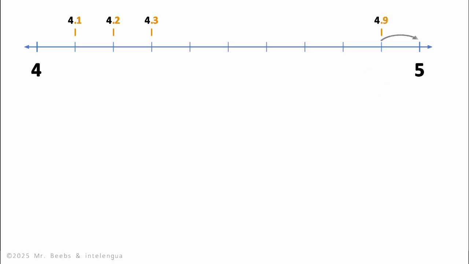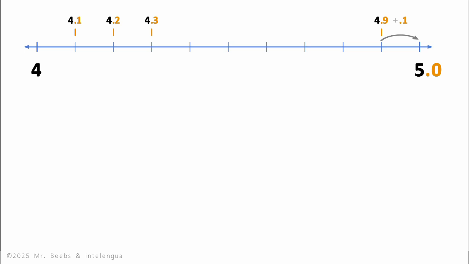4.9 plus 0.1 is 5. We finally made it all the way from 4 to 5, taking 10 tiny jumps. Now, decimal numbers are found between whole numbers, but whole numbers can also be written as decimals. You can write 5 as 5.0. Have you ever seen a number like that?